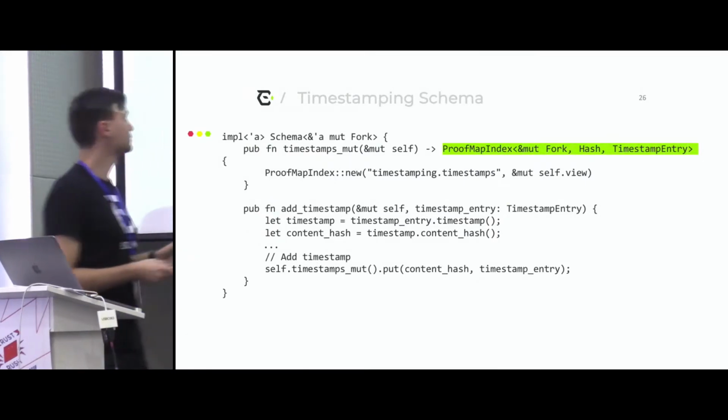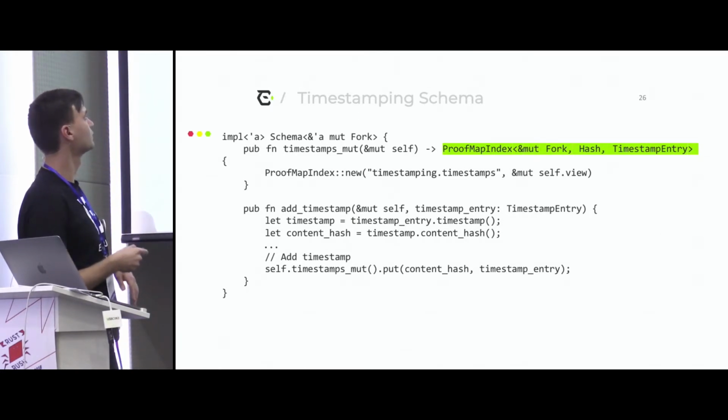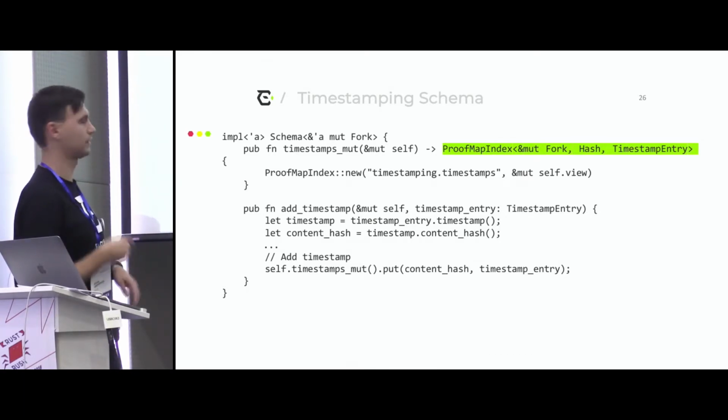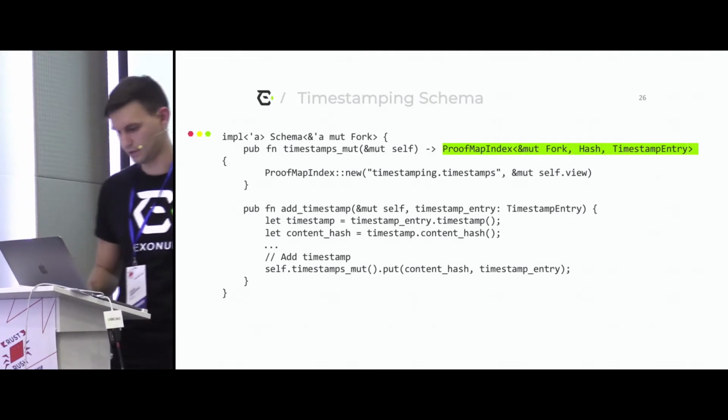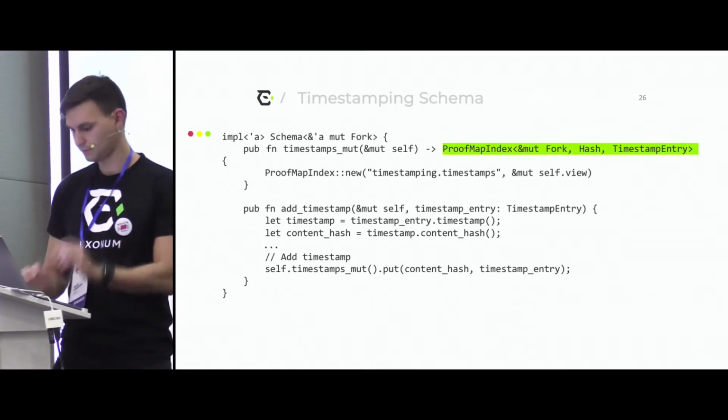And this is how we describe our database. Here we can see our proof map index, and we call our table with timestamps. And this is an auxiliary function to write our data to the database. Okay, let's move on to the demo.